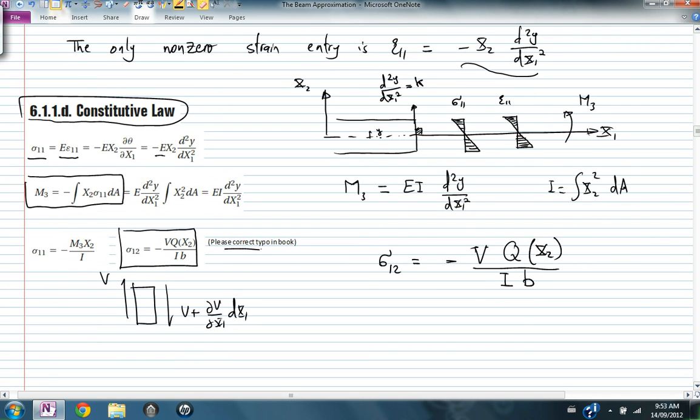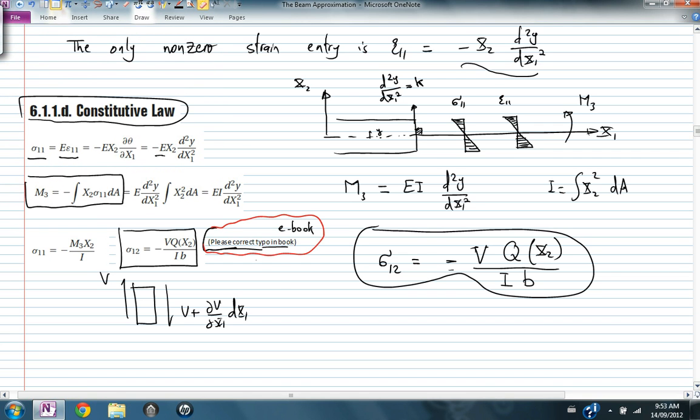And please correct the typo in the new book, in the ebook. It's missing the negative. Please correct typo in ebook.